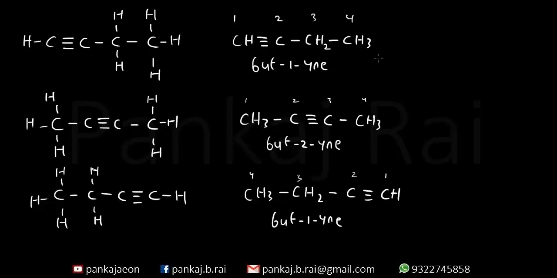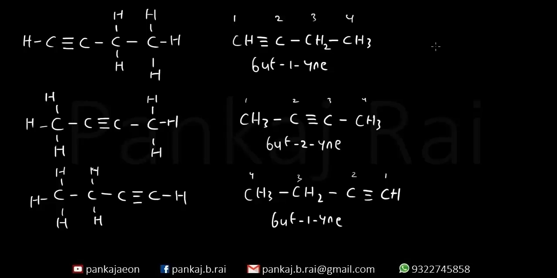So in this way, as you can see, the first compound and the third compound are exactly the same. They are both but-1-yne. They are just mirror images of each other, left to right and right to left. Whereas this is a completely different compound which is but-2-yne, where the triple bond is located at the second carbon. So in this way we can name the alkynes.